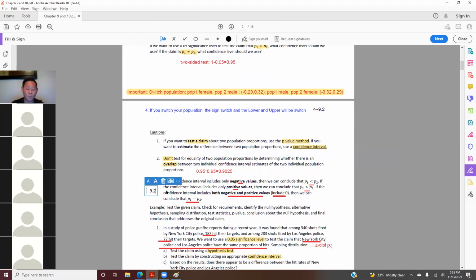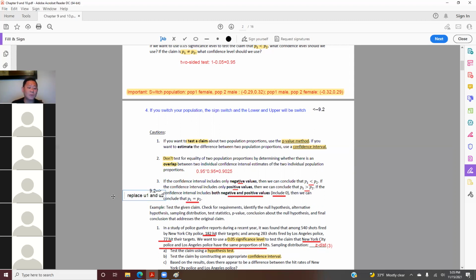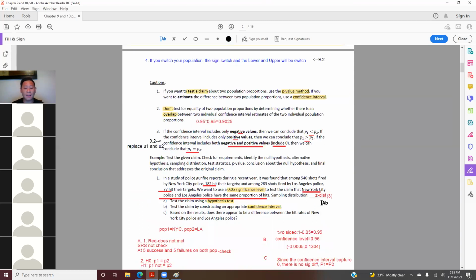So if you know 9.1, 9.2 is almost the same, but instead of using P, we replace it with mu. Instead of using P1 and P2, in 9.2 you replace them with mu1 and mu2. That's the only difference. It's very similar. Another thing that's different is your sampling distribution.